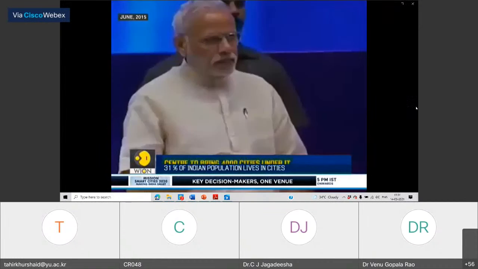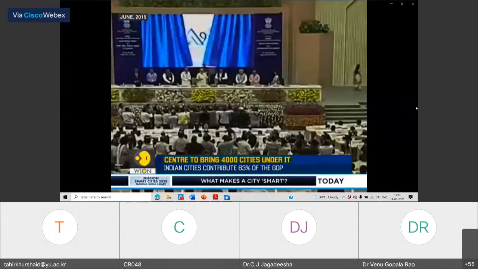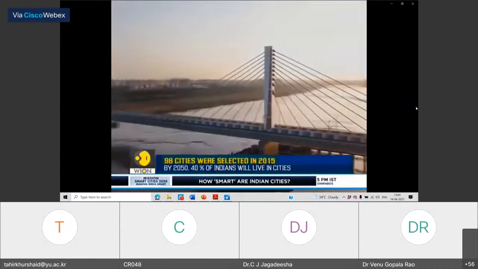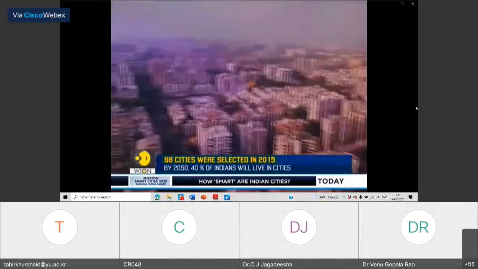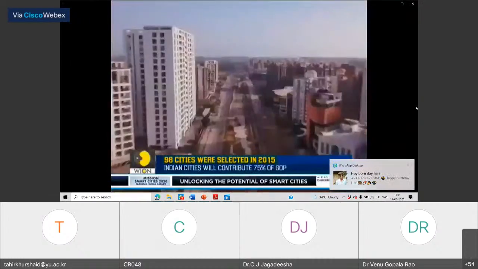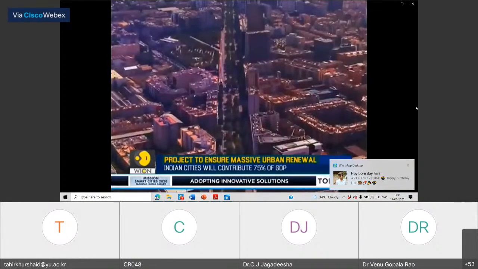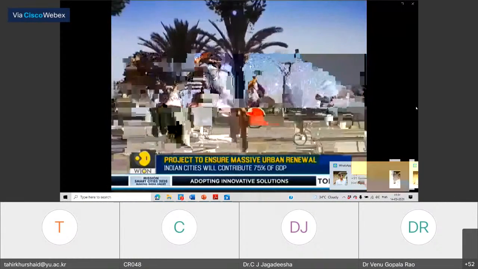In 2015, Prime Minister Narendra Modi launched the Smart Cities program. The government released a list of 98 cities, including 24 state capitals, which were to be developed as smart cities. The question: what constitutes a smart city?